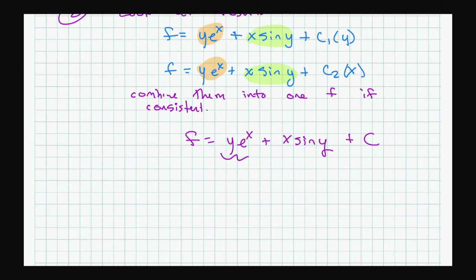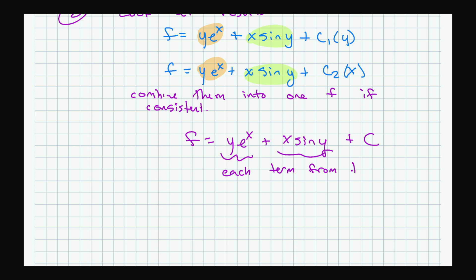So each term that appeared in either should appear here. Each term should appear in the final answer.